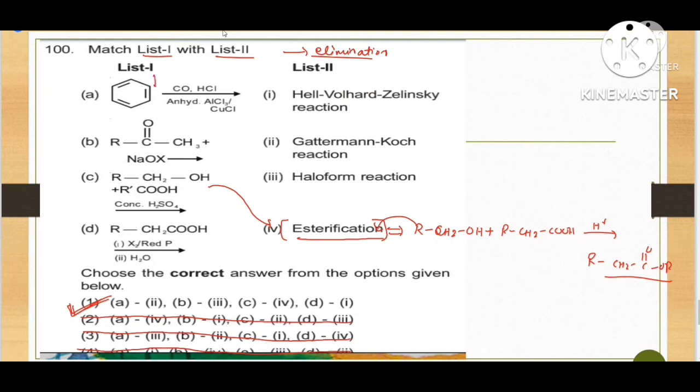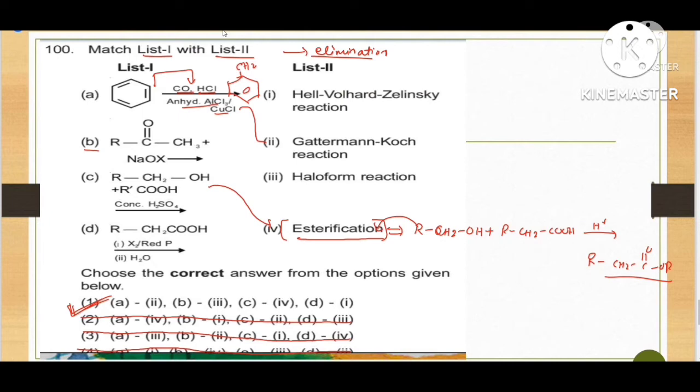Here A equal to 2. When you observe this reaction, this is one of the most important named reactions, where benzene reacts with carbon monoxide in the presence of HCl and anhydrous conditions to form benzaldehyde. This is the Gattermann-Koch reaction. Here A equals 2, absolutely right.